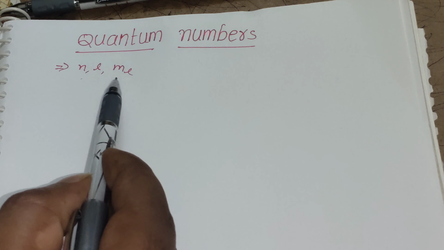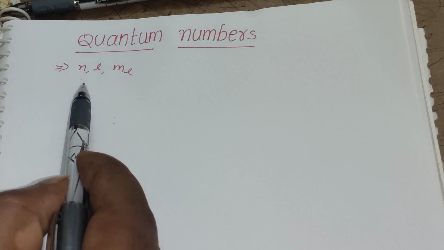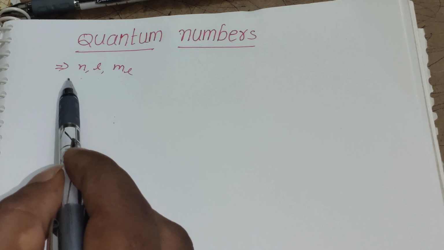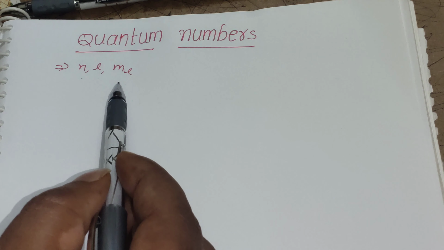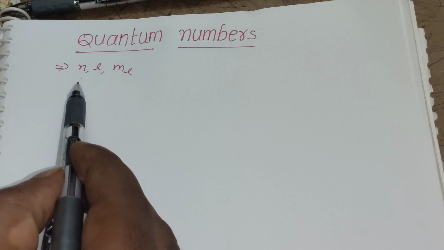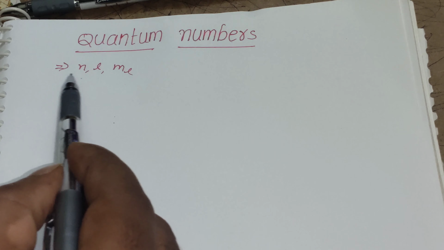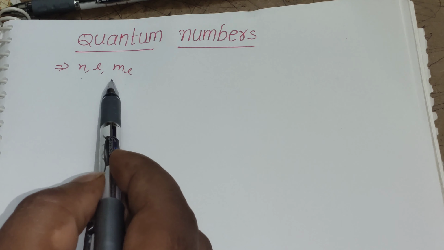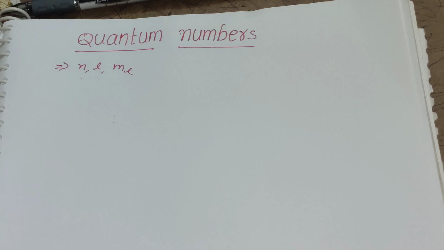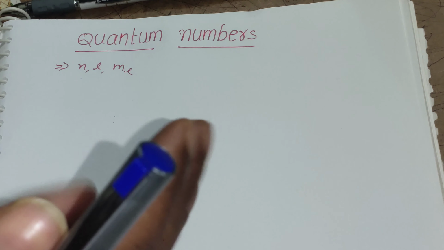With the help of the quantum numbers, we can identify the electron in the space around the nucleus. The quantum numbers describe the space around the nucleus where the electron is found, and with their help we also identify the energies of the electron and the atomic orbitals. So this concept is very important. You can watch the complete video.